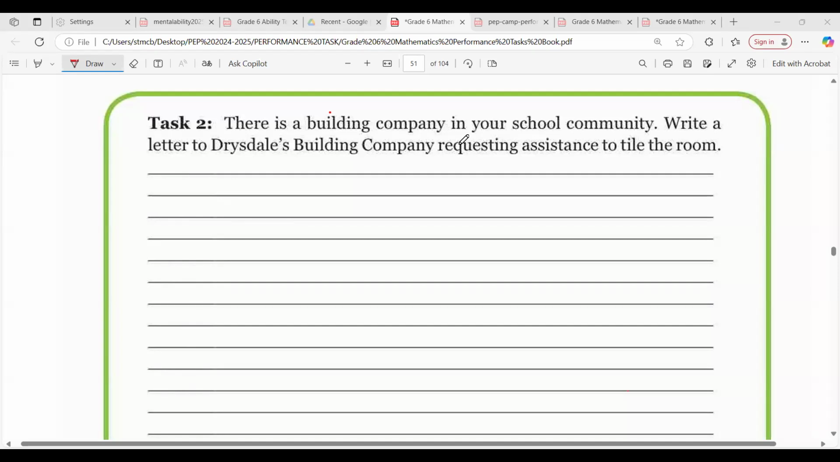I would be grateful if you could provide us with an estimate for the project including the cost of materials. I would also appreciate it if you could let me know if you have any questions or concerns. Sincerely, Kasian.